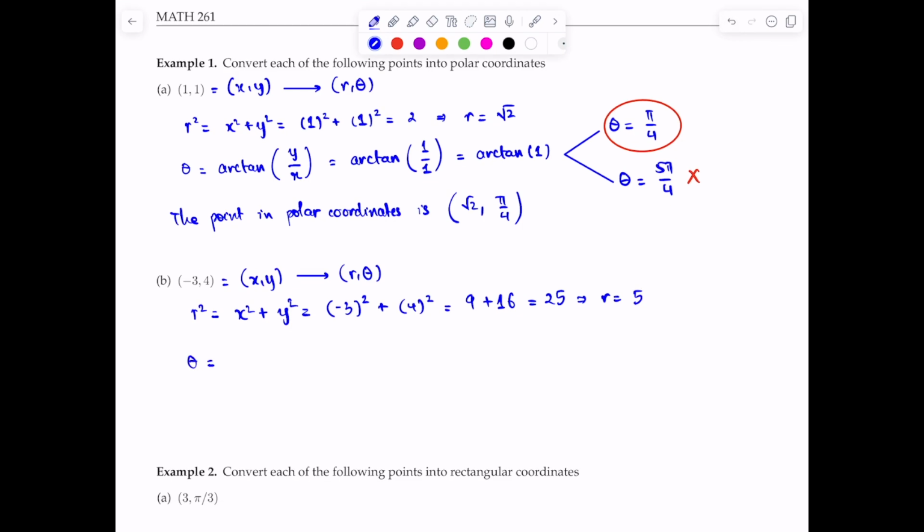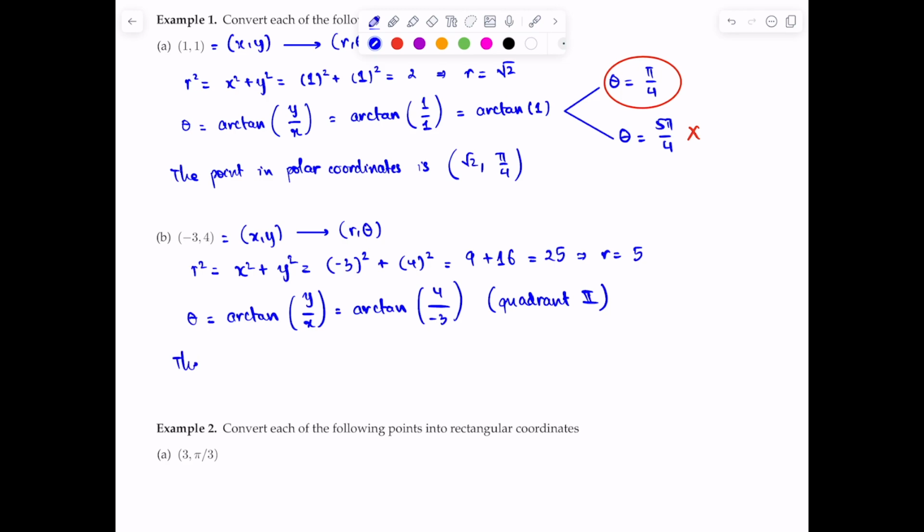Now for theta, you have theta is equal to arctangent of y over x, or in this case, arctangent of 4 over -3. Unfortunately, there's no special angle for this arctangent of 4 over -3. However, you are able to determine the quadrant of this point. So x is equal to -3 and y is equal to 4, so therefore the point is in the second quadrant.